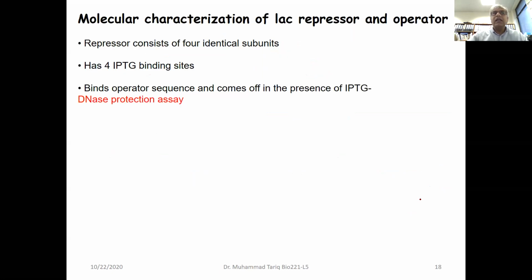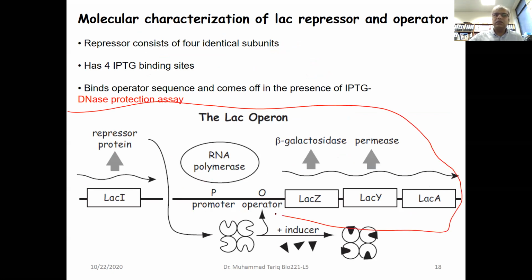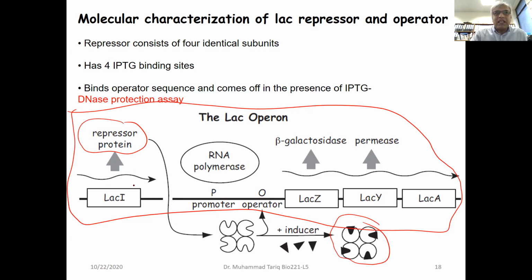And it was later discovered that the repressor is actually, so this is your total lac operon, the lac repressor. It gets transcribed, and the repressor protein is being made. The repressor protein comes and binds here. So the repressor is normally a homotetramer. Four different molecules of the same protein are bound to this DNA sequence, which is the operator.